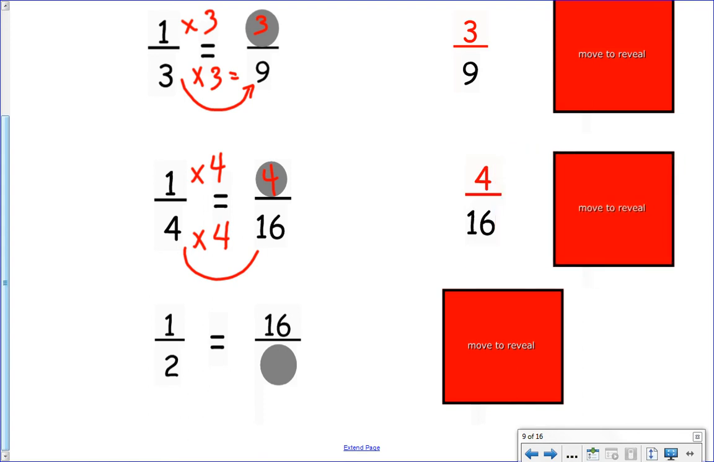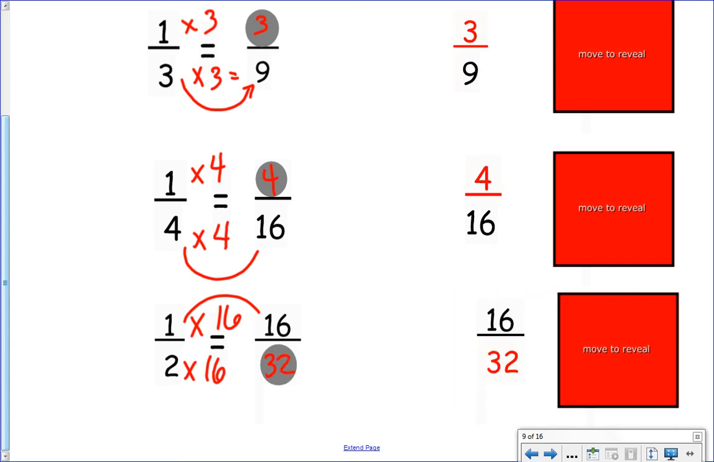All right, and finally, oh, they switched up on us. Okay, so now I need to figure out how many times 1 goes into 16. What times 1 equals 16? Well, that's 16. So now I got to do the same thing on the bottom. 2 times 16 is 32. Good. So an equivalent fraction to 1/2 is 16 over 32.